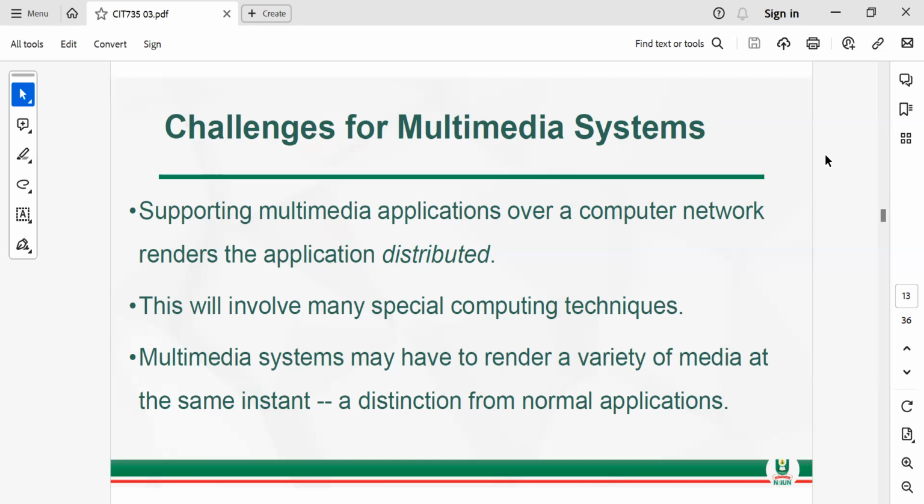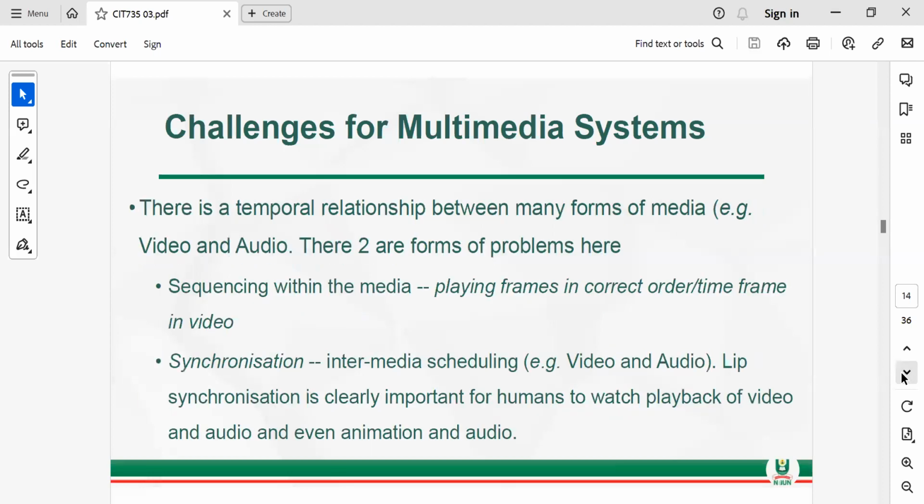When you say supporting multimedia application over a computer network, it makes the application distributed. Why do you call it distributed? Because over the computer network, you have different kinds of computers, different kinds of media that will receive this multimedia system, format them, and play them according to the format that is okay by them. So the multimedia system does not have any control, but the computer will now have control over it.